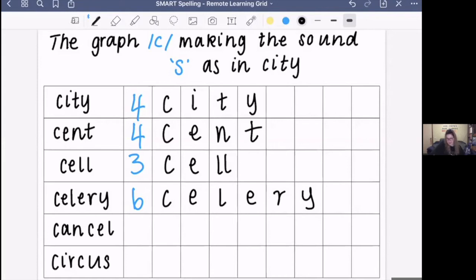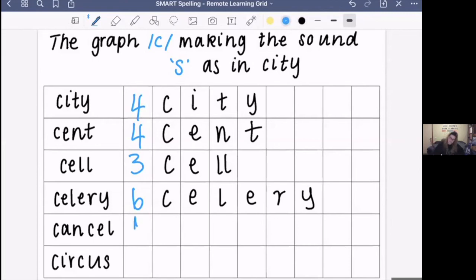Fantastic job. Our next word is cancel. If we are cancelling something, we are calling something off. For example, if we have our sports carnival, but it starts raining, we have to cancel the sports carnival. We have to call it off so that we can do it on another day that is not so wet and rainy. The sounds in the word cancel are k, a, n, s, a, l.